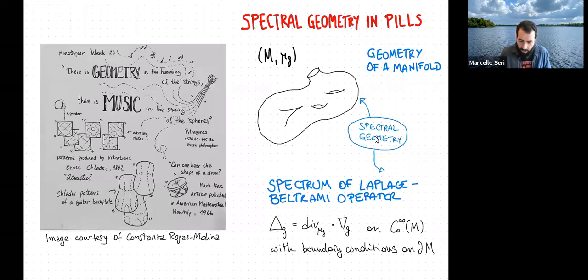And so what spectral geometry does is take a Riemannian manifold, and it wants to know what you can say about the geometry of the manifold by studying the spectrum of the Laplace-Beltrami operator, the divergence of the gradient, so the Laplacian on this manifold, when you put some boundary condition on the boundary, provided that the manifold has a boundary. If it doesn't, this doesn't matter.